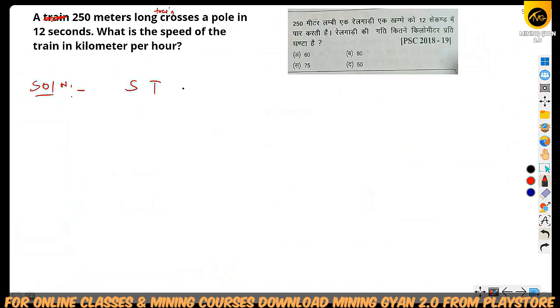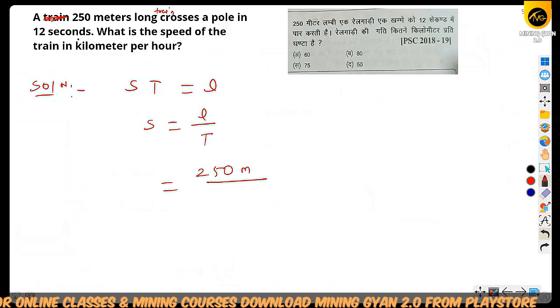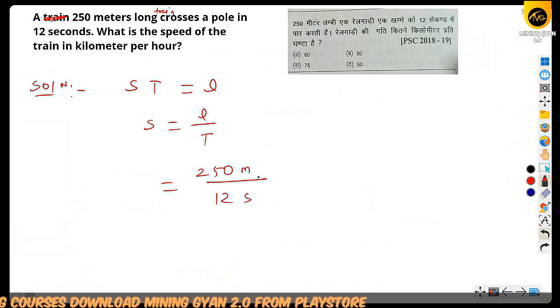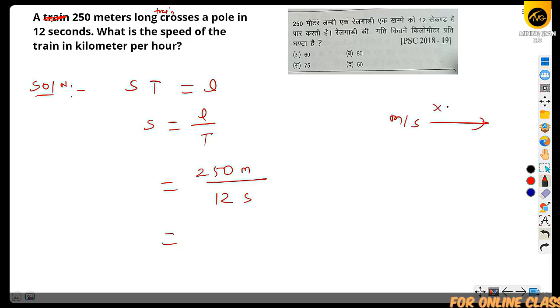So again we have to use S into T is equal to L. This time we have to find S, that is S is equal to L divided by T. The length of the train is 250 meters, divided by the 12 seconds in which it crosses the pole. So 250 divided by 12 will be in meter per second, and it will be converted into kilometer per hour. So just multiply the meter per second by 18 divided by 5, and it will become kilometer per hour.